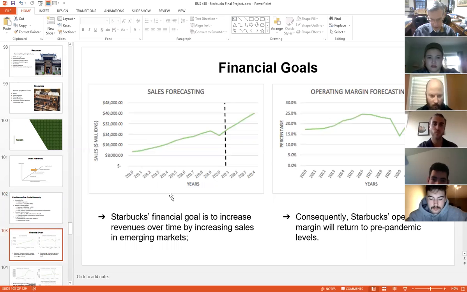Here, the financial goal in terms of Starbucks sales is to increase revenues over time by increasing sales in emerging markets, so it continues to grow. In terms of operating margin, consequently, Starbucks operating margin will return to pre-pandemic levels. We can see that it had a decline. If they get back up over 20% again, they're in good shape.